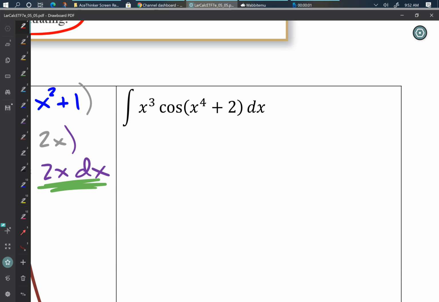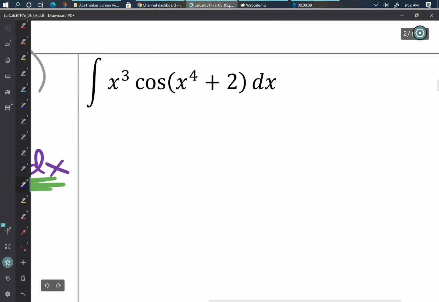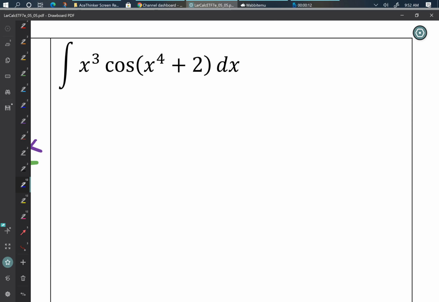Welcome back for part 2 of section 5.5, integration by substitution. Alright, so here we are. We're doing examples of integration by substitution. Here is our latest example. My job is to find the integral of the quantity x cubed multiplied by the function cosine of the quantity x to the fourth plus 2.